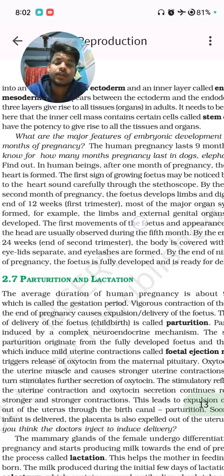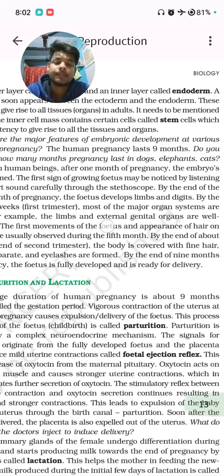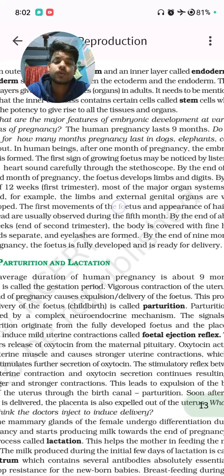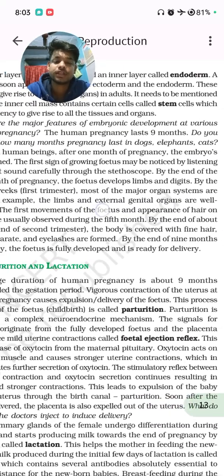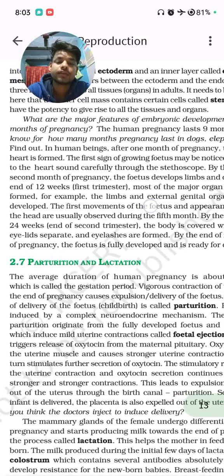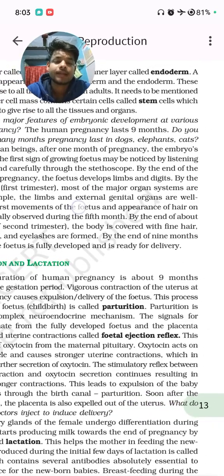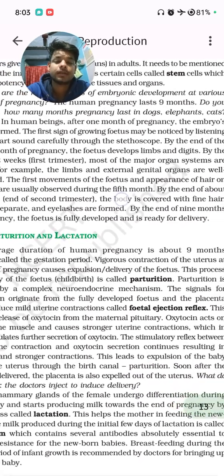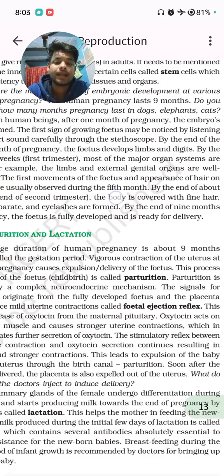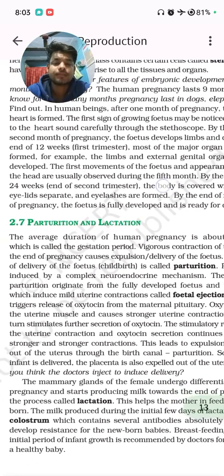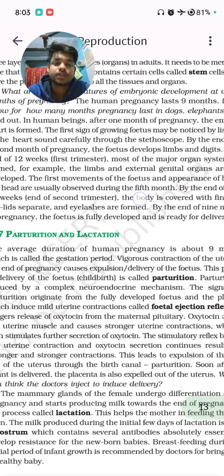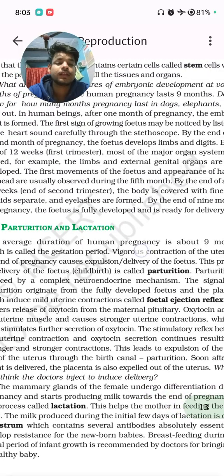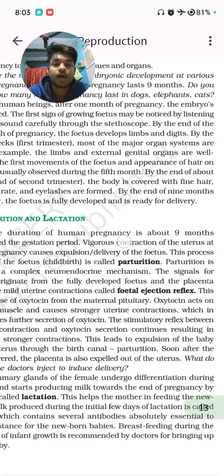Find out. In human beings, after 1 month of pregnancy, the embryo's heart is formed. The first sign of the growing fetus may be noticed by listening to the heart sound carefully through the stethoscope. By the end of the second month of pregnancy, the fetus develops limbs and digits. By the end of 12 weeks, the first trimester, most of the major organ systems are formed. For example, the limbs and the external genital organs are well developed.